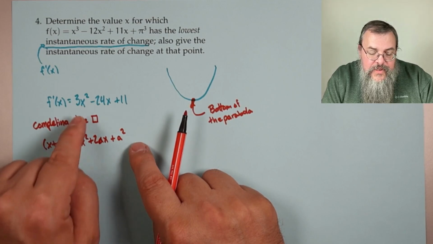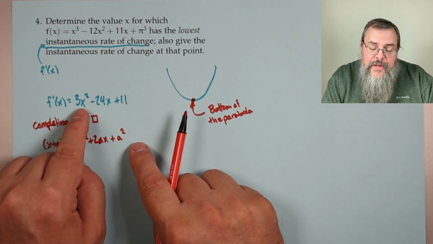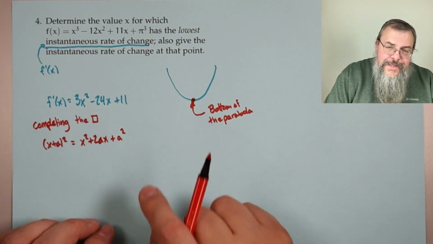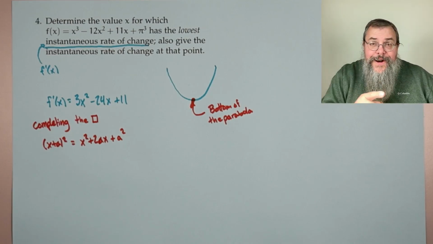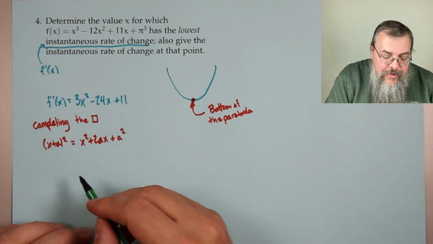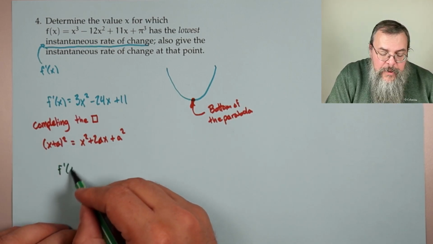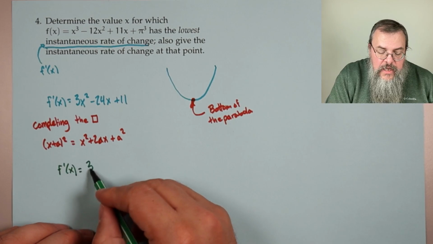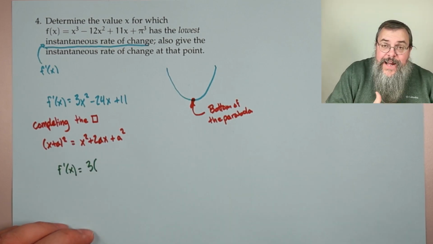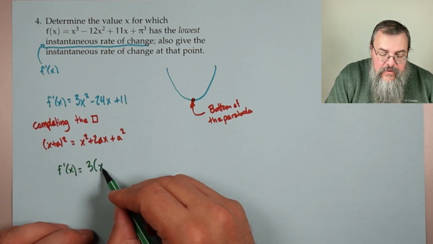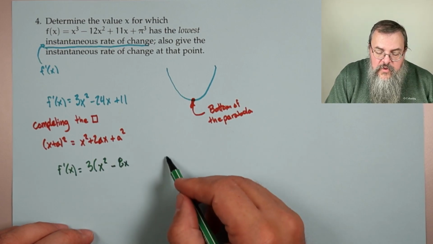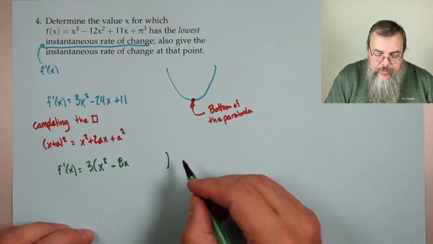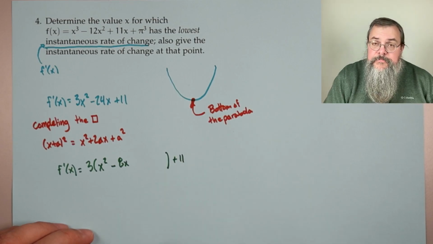Now, notice they did something to us here. They put a 3. Yeah, they did, but that's okay. We saw it, and because we saw it, we can adapt. So we're going to write f prime of x as 3 times, factoring out that 3, x squared minus 8x plus 11.